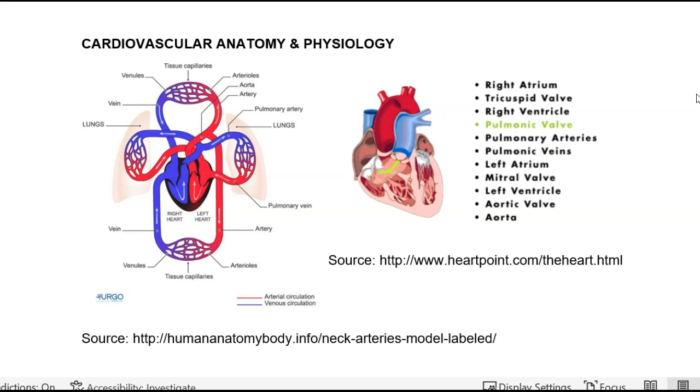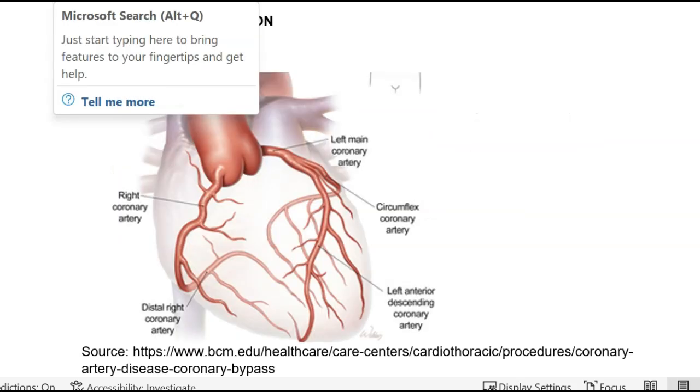On the right picture, the right atrium receives blood from the superior vena cava, then the tricuspid valve, right ventricle, goes to the pulmonary arteries, then goes to the lung. Myocardial circulation. The coronary arteries supply the heart with oxygenated blood during diastole. These are your coronary arteries: the circumflex, the left anterior descending, and the right coronary artery.